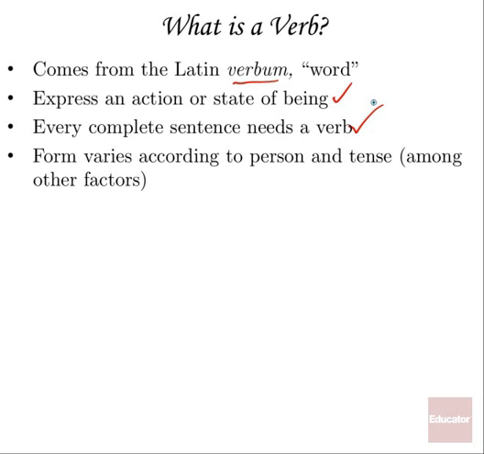So, in a lot of ways, they are the most essential part of the English language, so it's really no surprise that we get them from the word for word, because they're the words you really need. Now, the form of a verb may vary according to person and tense, among other factors that we'll get into.